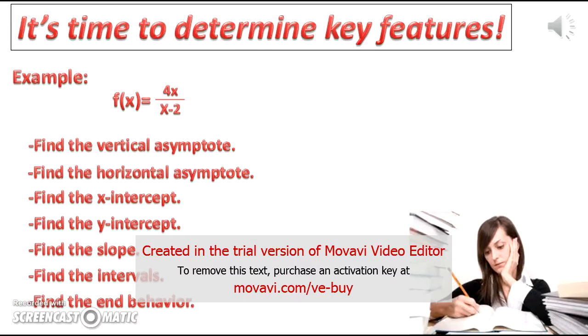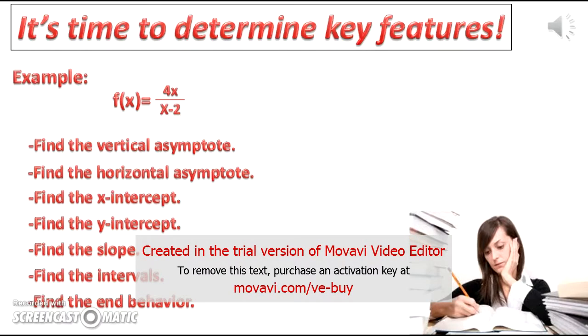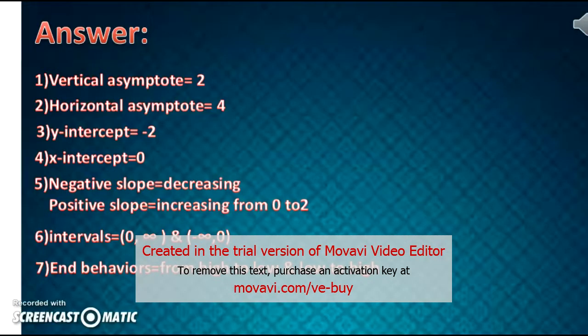It's time to determine key features. Example, f(x) equal to 4x over (x minus 2). Find the vertical asymptotes. Find the horizontal asymptotes. Find the x-intercept. Find the y-intercept. Find the slope. Find the intervals. And find the end behavior. This is the answer.